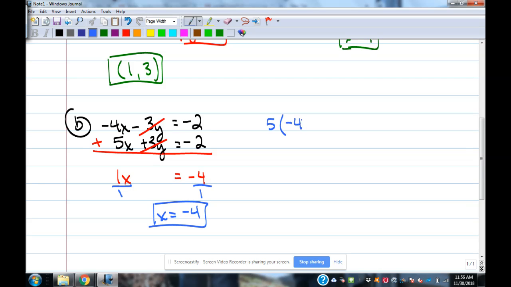So 5 times negative 4 plus 3y is equal to negative 2. 5 times negative 4 is negative 20 plus 3y is equal to negative 2. What's the next step? Can't divide yet. Add 20 to get the y part by itself. So yeah, add 20. Good job.